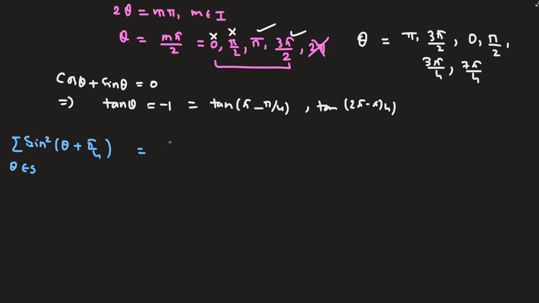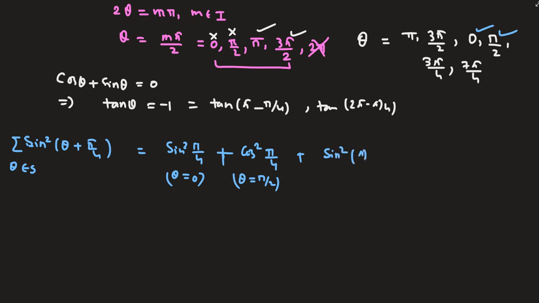First we take the 0 value, so it will be sin square pi by 4 for theta equal to 0. Next, the smallest value is pi by 2, so we have sine of pi by 2 plus pi by 4, which is cos pi by 4, so it is nothing but cos square pi by 4. This is for theta equal to pi by 2. Next is pi. Sin of pi plus theta is minus sin theta, squaring it will be plus, so sin square pi by 4 again for theta equal to pi.